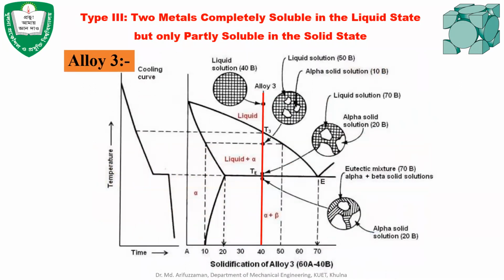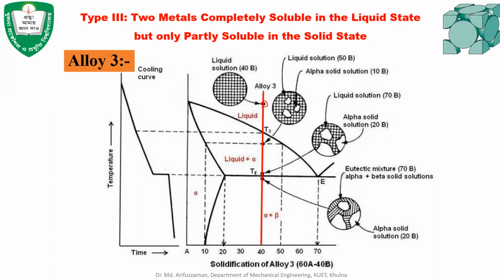So in the case of alloy 3, as I said previously, it is completely similar to the type 2 diagram. As I said, from this point, the alloys from 20% to 70% will act as the phase diagram that is produced in here. It will be similar to the type 2 diagram. So let's see how the microstructural evolution occurs in the case of alloy 3.